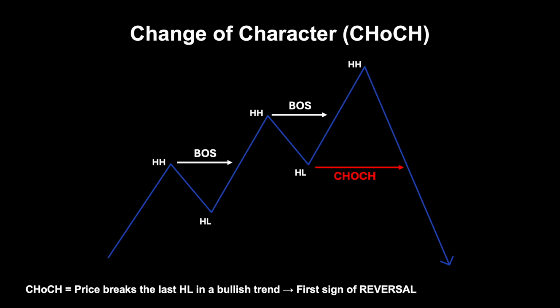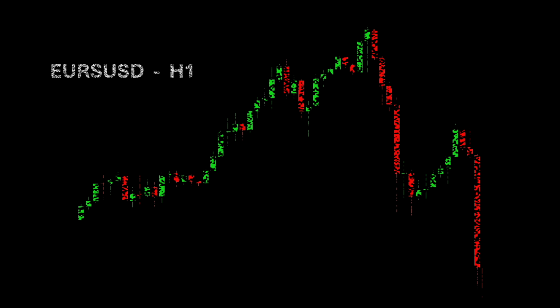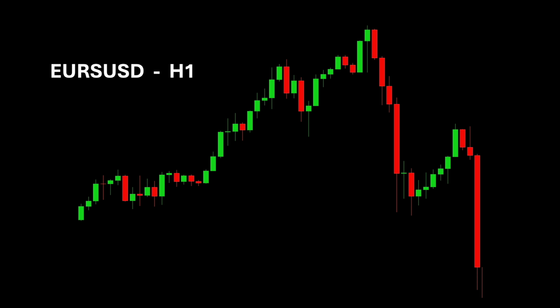The break of structure says the trend continues. The change of character says the trend might be ending. One confirms, one warns. On the 1 hour, we had a beautiful bullish trend, multiple higher highs and higher lows. Price was going up consistently. Then right here, price breaks below the last higher low. That's the change of character.